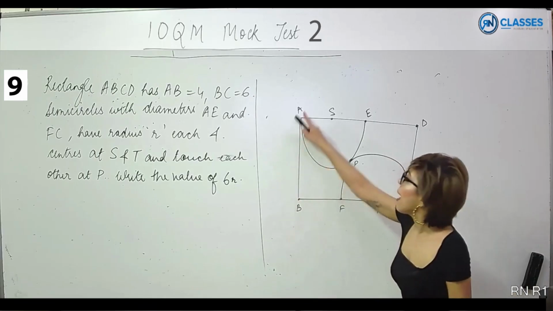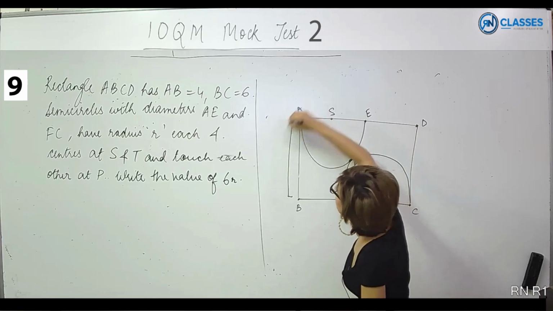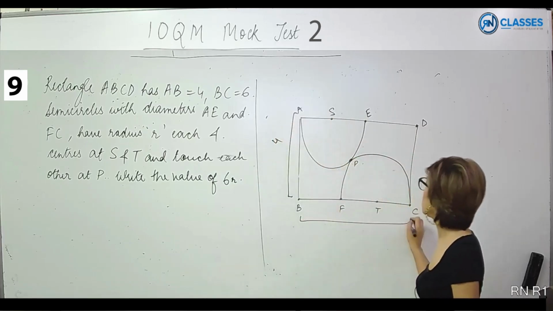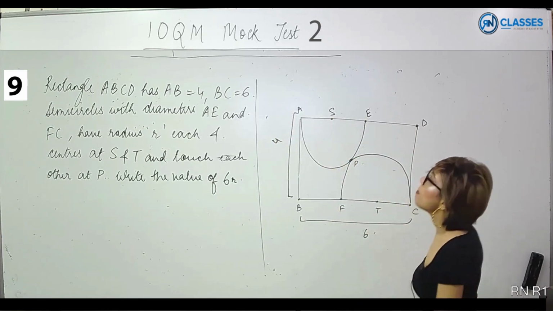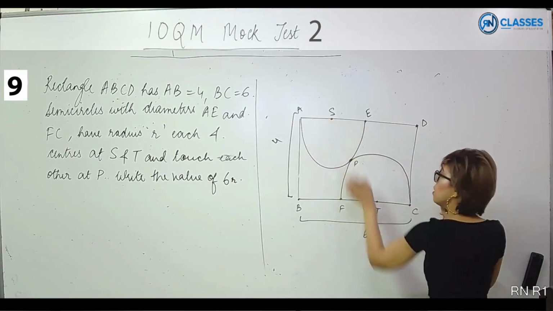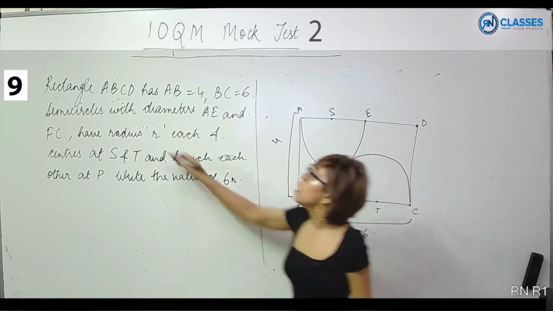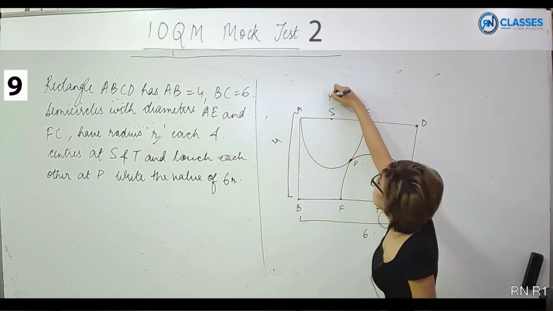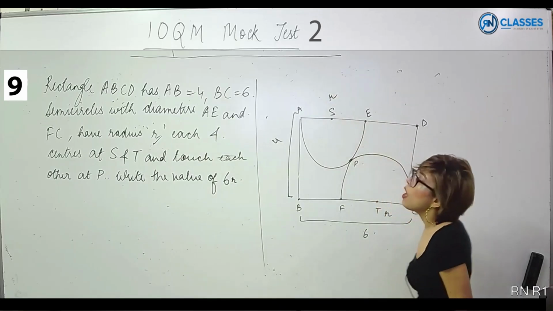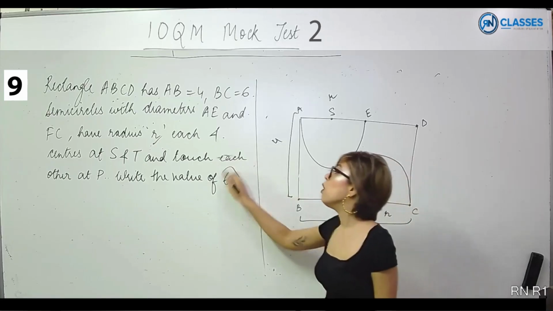Now he says rectangle ABCD has length AB as 4 and length BC as 6. Now he says semicircle with diameter AE and FC. So semicircle 1, semicircle 2. Obviously the centers are S and C. It has radius R each. Radius R, radius R. Now he says they touch each other at P, already marked. Write the value of 6R.